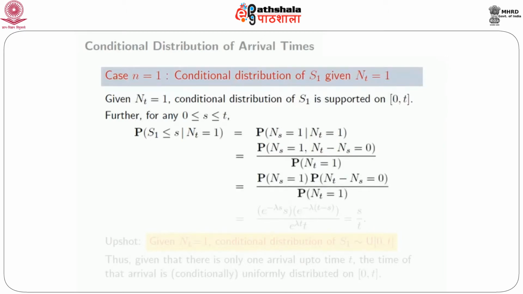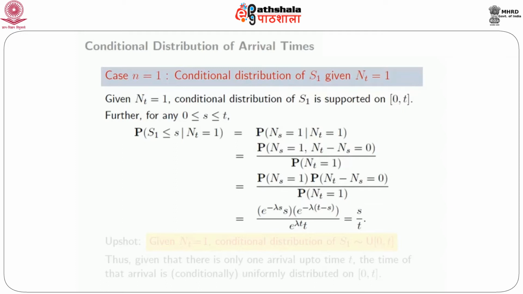So towards that, we observe that for any s less than or equal to t, the conditional probability that S1 is less than or equal to s given N_t equal to 1 is exactly the same as the probability that N_s equal to 1 given N_t equal to 1, which of course can be written as the ratio of these two probabilities. That's the definition of conditional probability. And the numerator, because of independence of increments of the Poisson process, can be written this way. And then using the Poisson distribution, we can write it this way, and then after simplification, this comes out to be just s over t.